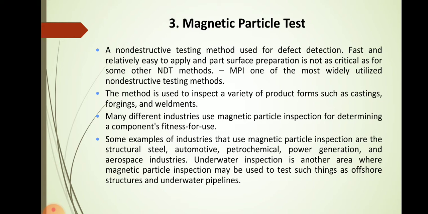Some examples of industries that are using this magnetic particle inspection are structural steel, automotive industries, petrochemical industries, then power generation, aerospace industries. Underwater inspection is another area where the magnetic particle inspection may be used to test things such as offshore structures and underwater pipelines. For this purpose we can use it in the underwater inspection also.